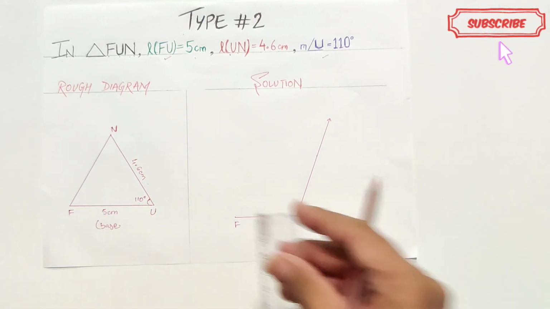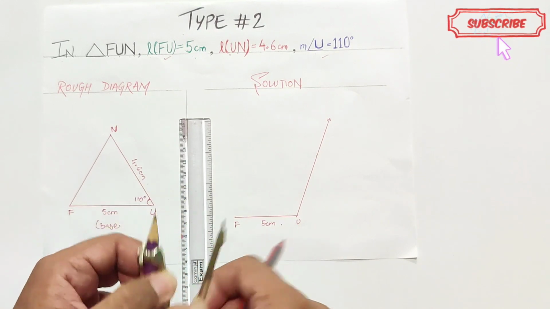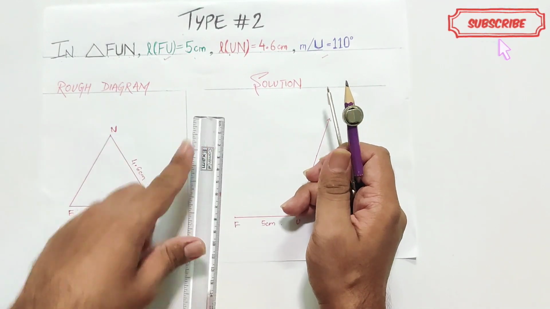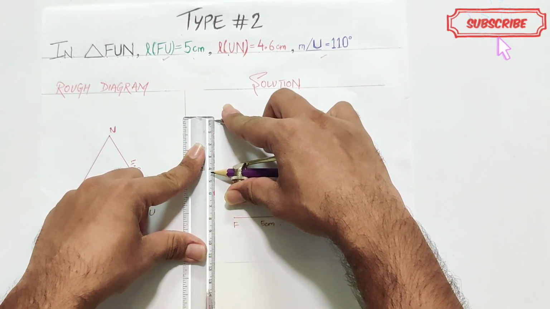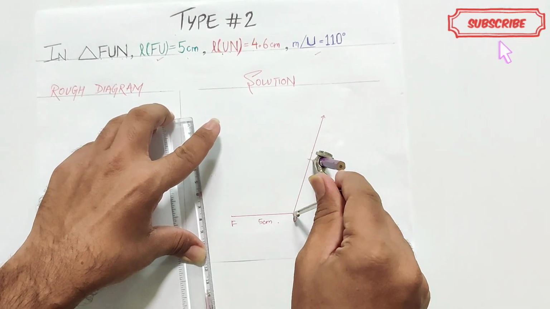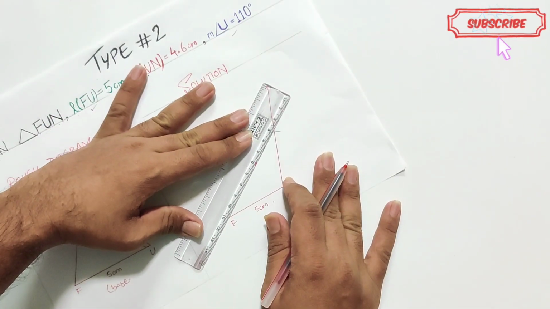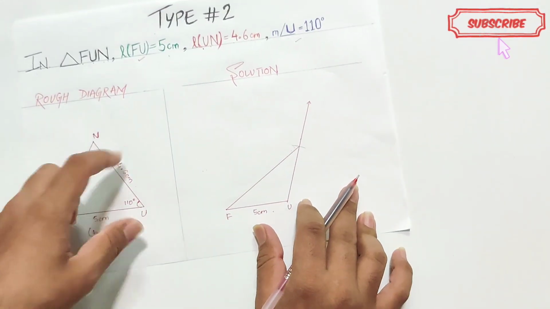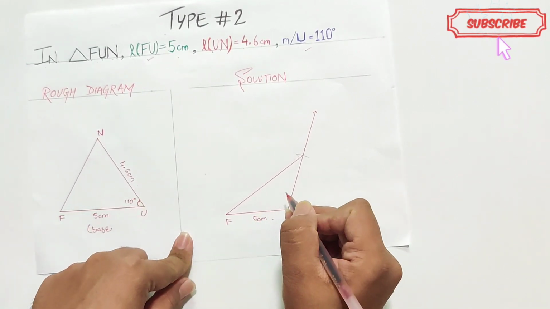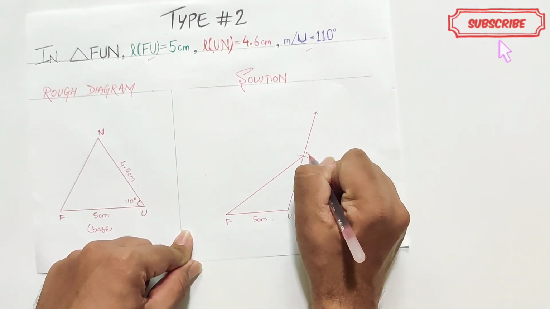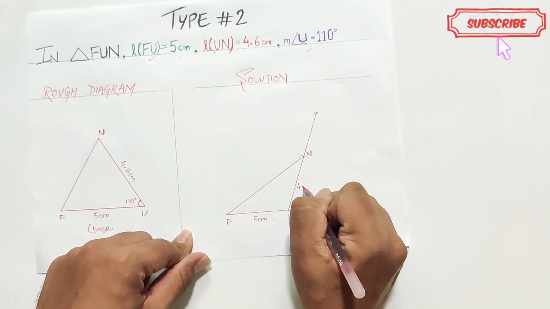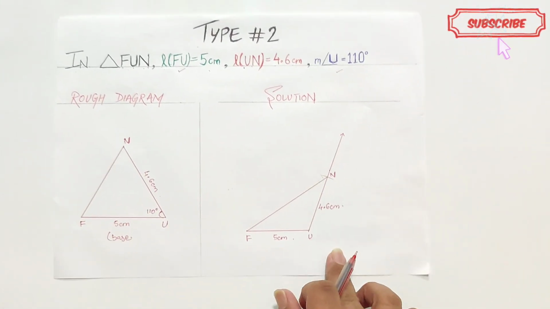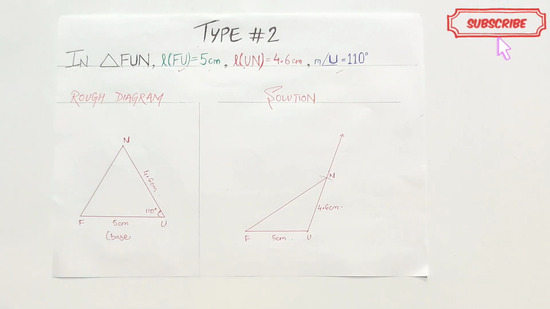Now how do we do this? Take a scale, take the rounder, measure a length of 4.6 centimeters, keep it on U and cut an arc. You may join this new point to the point F. Now we have completed the triangle by joining those. Let's start labeling, and here you are done with the solution of type number 2 given question.